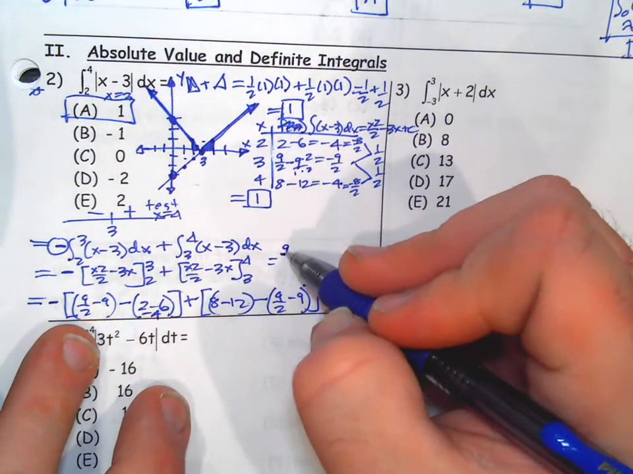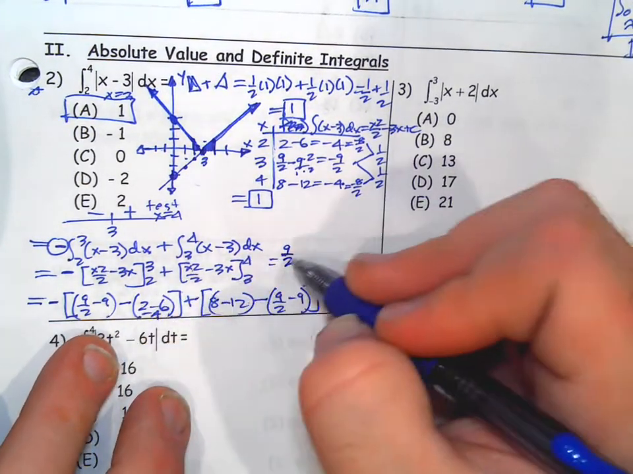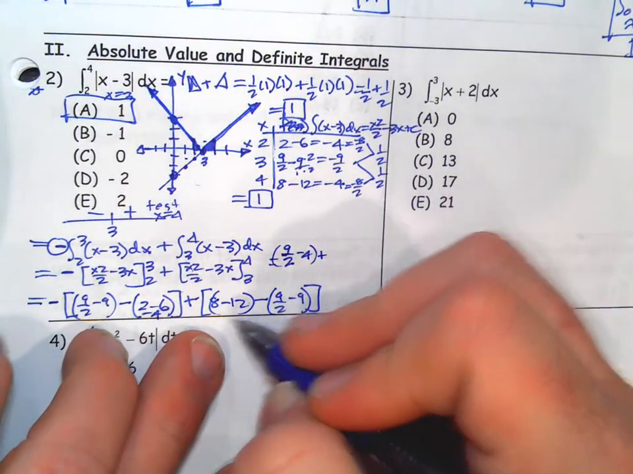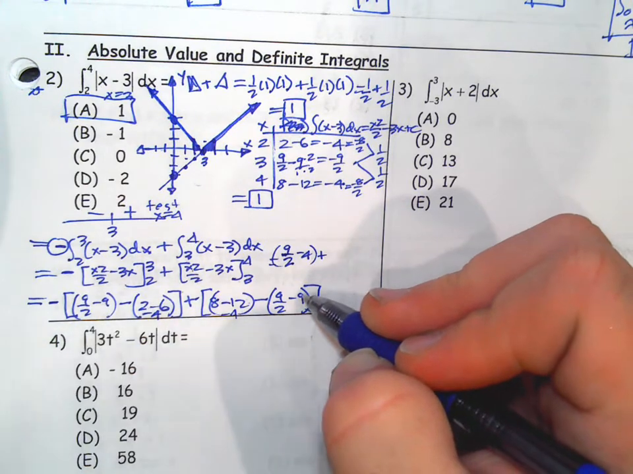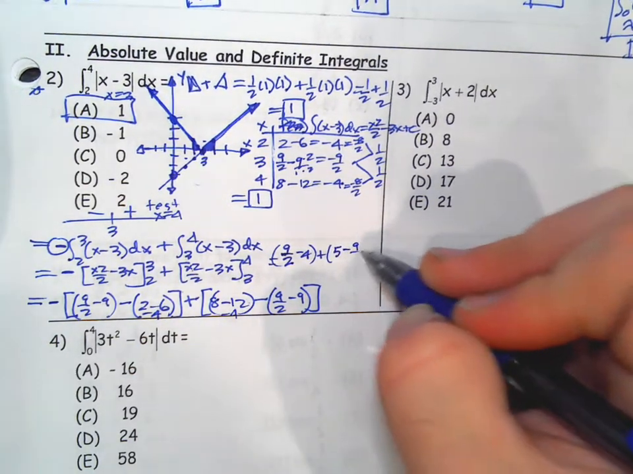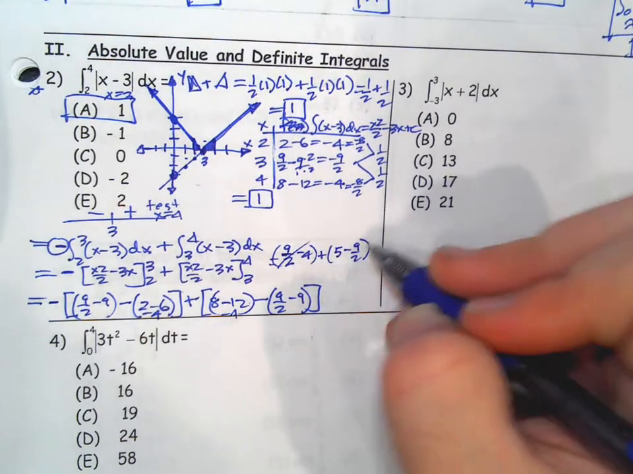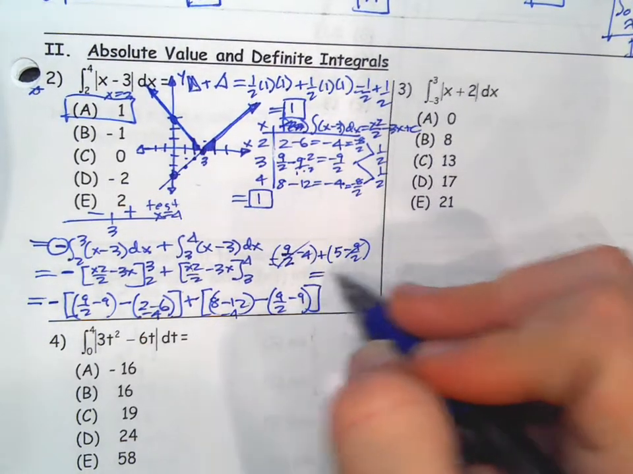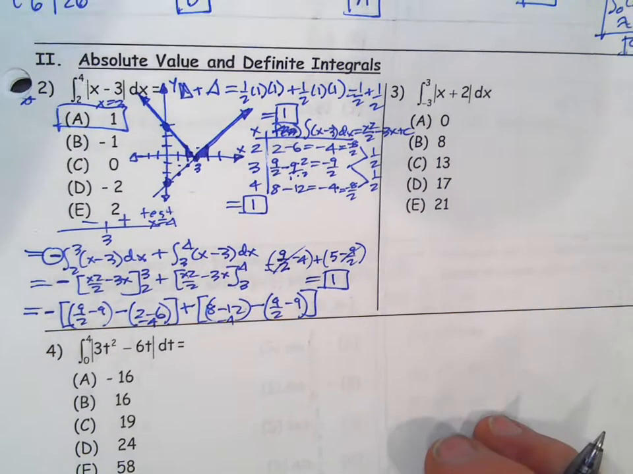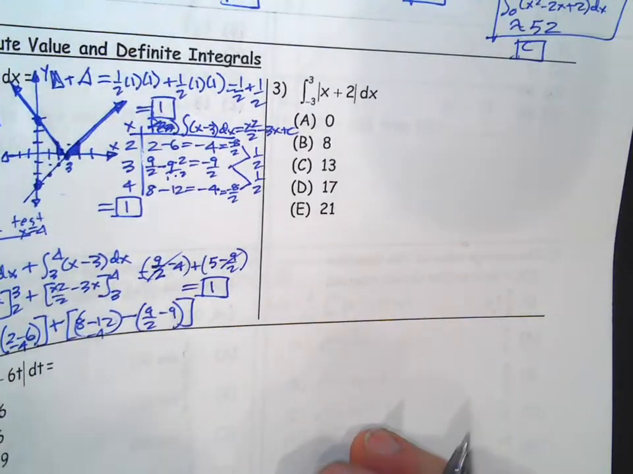So it's going to end up positive 9 halves minus 4, plus is going to be negative 4 plus 9 is 5 minus 9 halves. So the 9 halves are going to cancel. Negative 4 plus 5 is 1. Same answer. So it's up to you. On a test, I'll let you do it any of those ways.